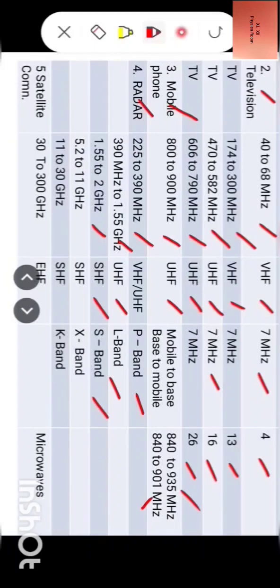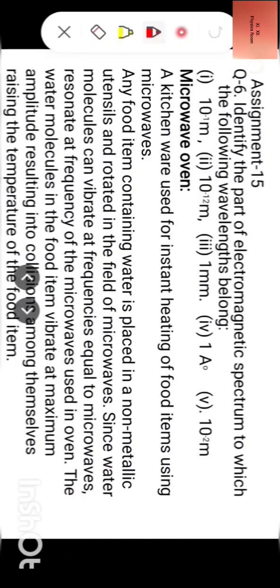Another range is 5.2 to 11 gigahertz. It is also in SHF range, and we call it as X band. Last one is from 11 to 30 gigahertz, which is also in SHF range, and we call it as K band. Now fifth is satellite communication. Type of communication is satellite communication. Satellite communication operates from 30 to 300 gigahertz, which is extremely high frequency. It is in EHF band, and we call it as microwaves.